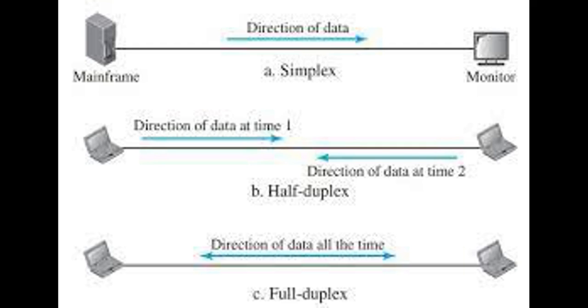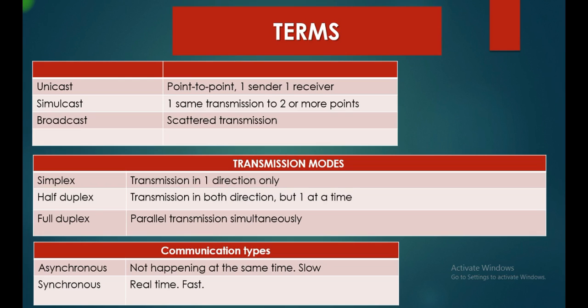Then we have full duplex, and this supports parallel transmission. So you have transmission in both directions at the same time. So guess what? While you're on the phone talking to somebody, the both of you can be talking at the same time and you're hearing each other at the same time. That's full duplex transmission. Or you may be doing like a video chat.